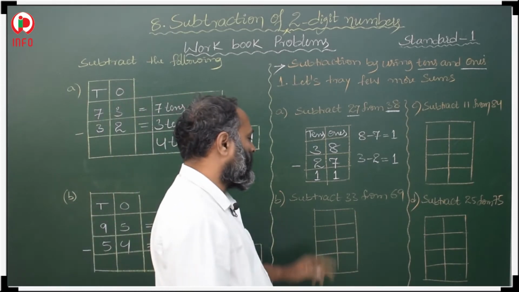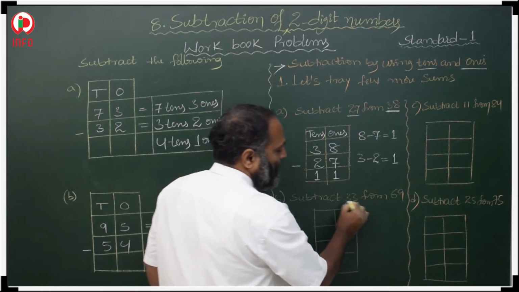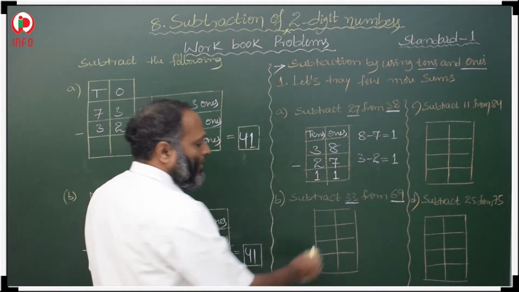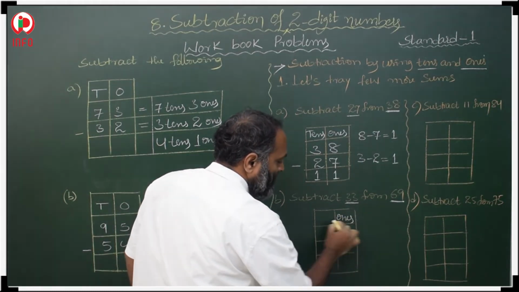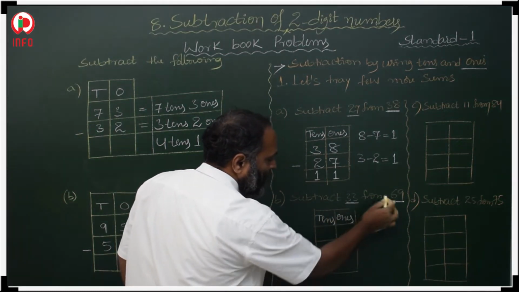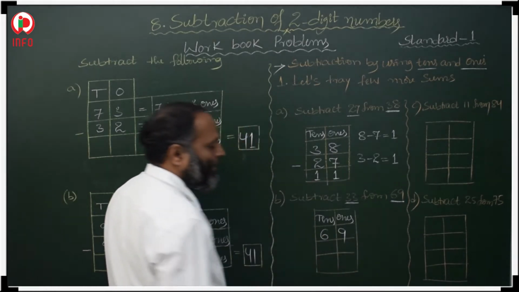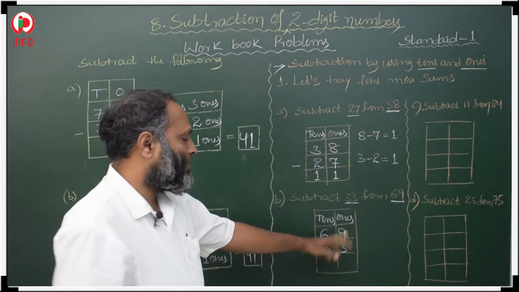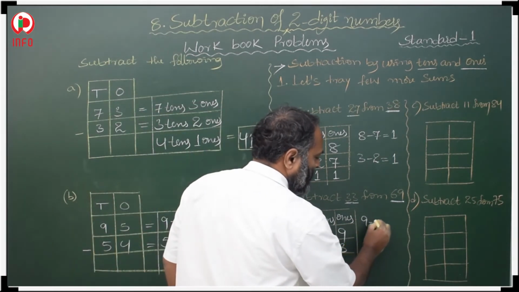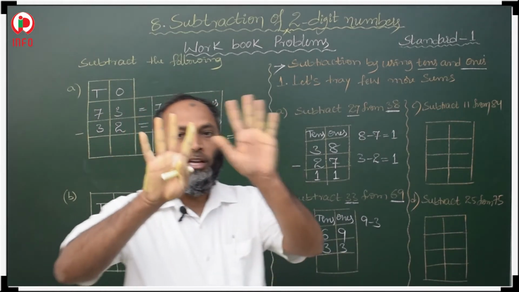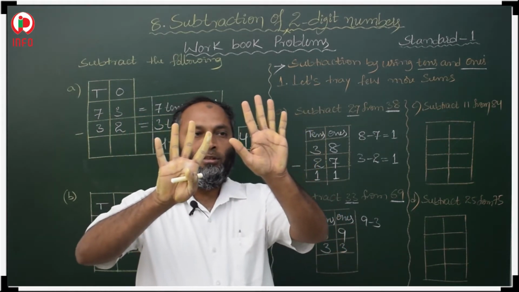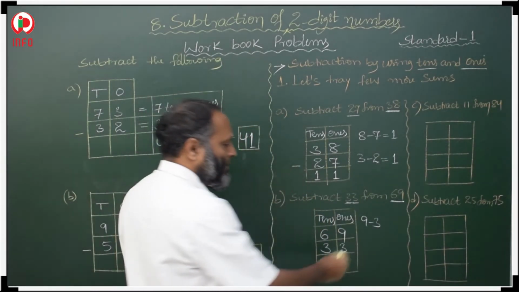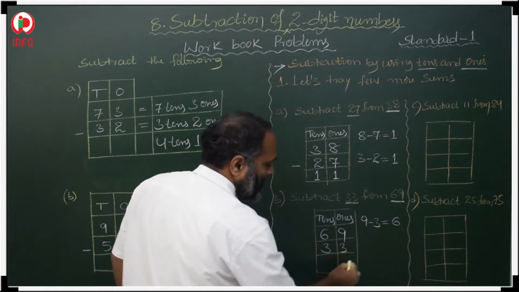Now, the second one. Subtract 33 from 69. From 69 we have to subtract 33. First places, this is ones and this is tens. 69 first, from the number we have to take, and 33. First ones column we have to subtract. 9 minus 3. 9 minus 3 means open 9 fingers. In that close 3 fingers. 1, 2, 3. Then how many fingers left? 6.